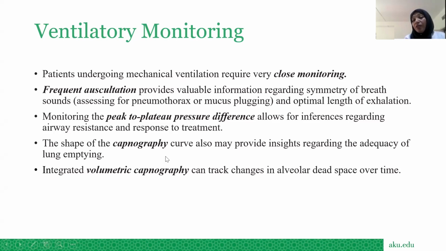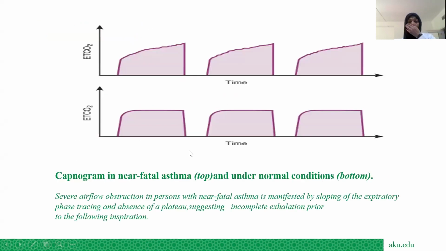Shape of the capnography curve also provides insight regarding the adequacy of the lung in time. I will show you through this picture. So this is a capnogram. The lower picture is the capnogram of a normal individual. Look at this capnogram. This is the point of expiration. During expiration, carbon dioxide starts to rise until it reaches the maximum and then it plateaus, until the start of inspiration, and during inspiration, carbon dioxide starts to fall.